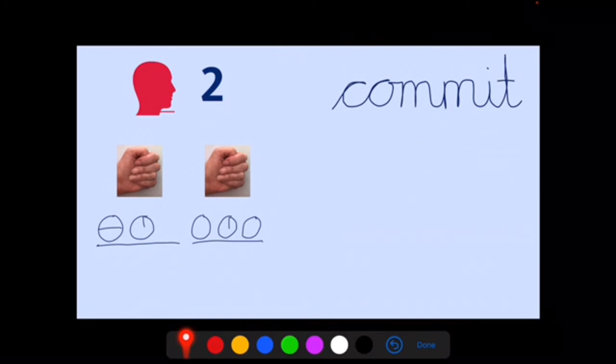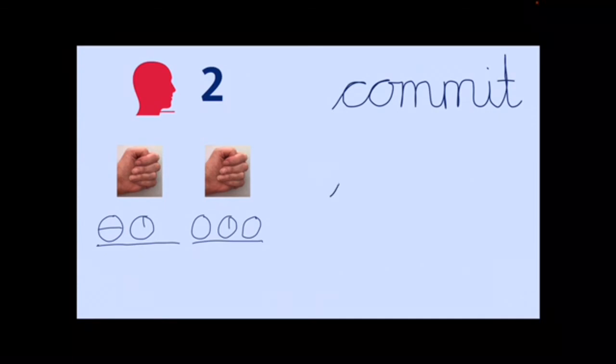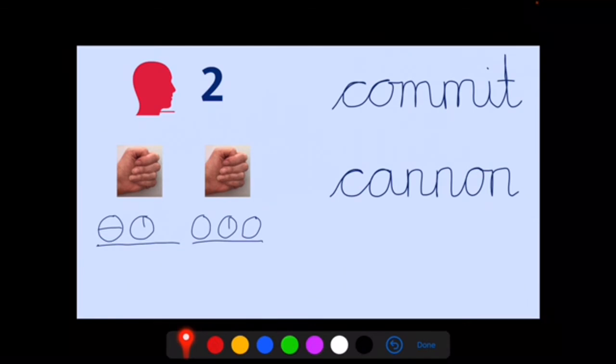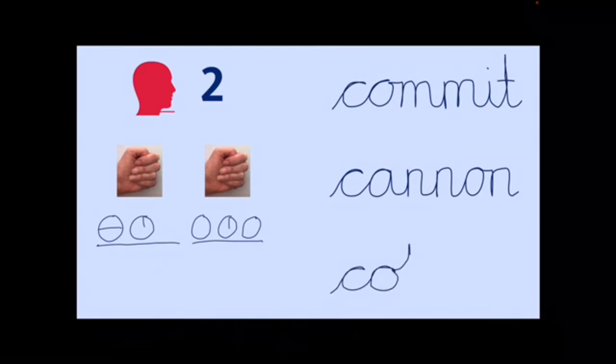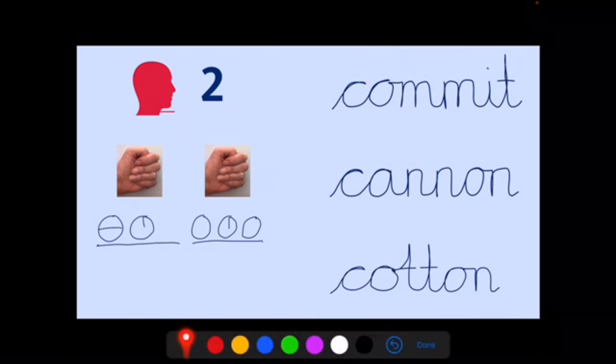Try this word. Cannon. Cannon. K is C before A as well. Cannon. And another double consonant. And the last one, cotton. Cotton. K is C, and it has a double T in the middle, letting us know that that first vowel is said as a short vowel sound.